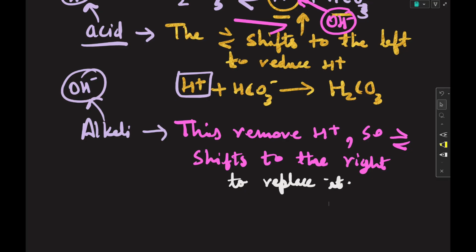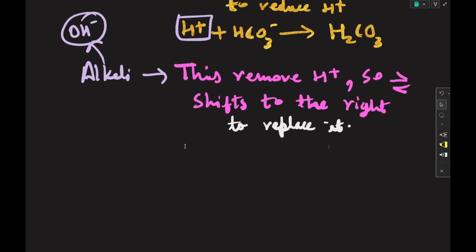Now we need to do the calculation. The key thing that you can say in one line, as you might find in the mark schemes as well, is that the buffer solution resists pH change because equilibrium shifts to oppose any change in the H plus ion concentration. Okay, now let's talk about the calculation part of it.